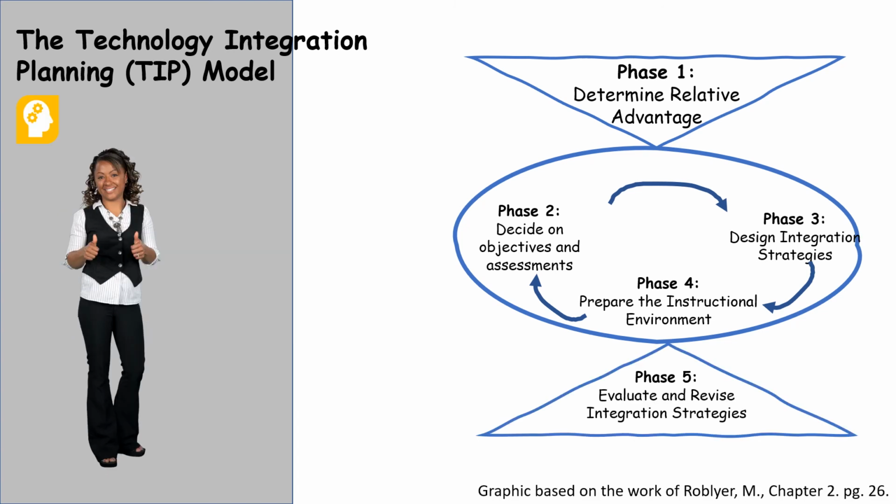Lastly, in Phase 5, the teacher evaluates and refines the integration strategy by looking at what worked well and what needs to be improved. The TIP model is more of a planning tool than a reporting model. It provides phased steps to enable teachers to thoroughly consider multiple factors in integrating technology.